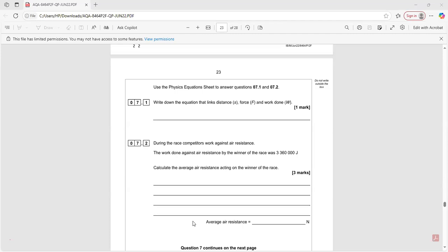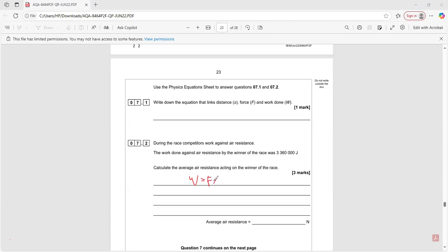Average air resistance. Okay, so work done is equal to what? Force times distance. So the air resistance is going to be according to the force that is used to overcome that resistance. Do you agree with that? Yes. Okay, so this is going to leave us with just using this formula that W is equal to F times S.